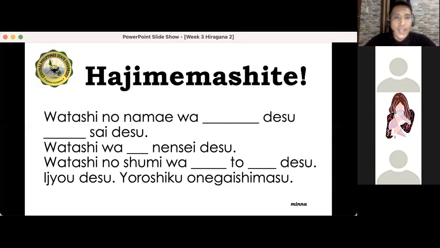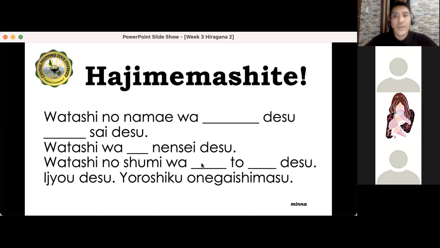Hajimemashite. Watashi no namae wa Junri Superaro desu. 42 sai desu. Watashi wa, let's say I'm a student, so I'm first year, so I'll say ichinensei. For first year, how many of you here are first year? So if you're first year, you will say ichi for first, ni for second year, and san for third year.